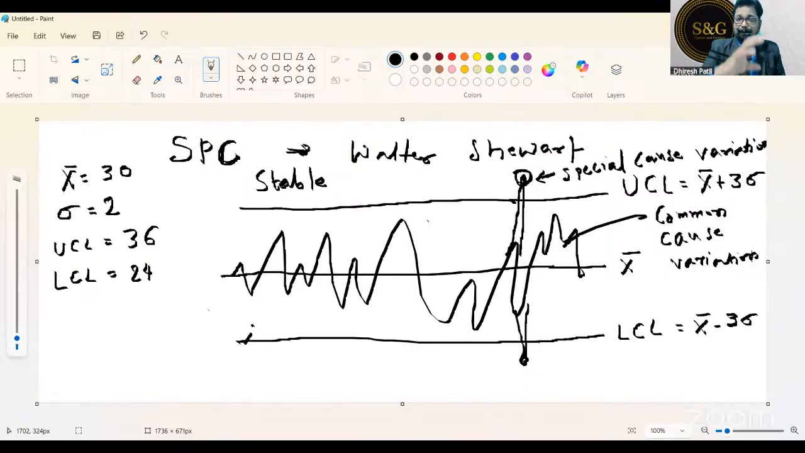Your body temperature in the common scenario is called common cause variation, because there is always a fluctuation. During the day also your body temperature fluctuates. It's a common cause variation. But if I collect the data during your fever, that is called special cause variation. It will be a little higher than the upper and lower control limit. Are you clear with these two examples? Just type yes in the chat box.